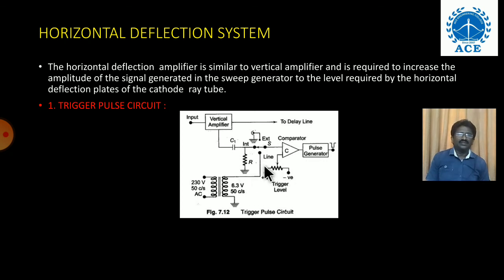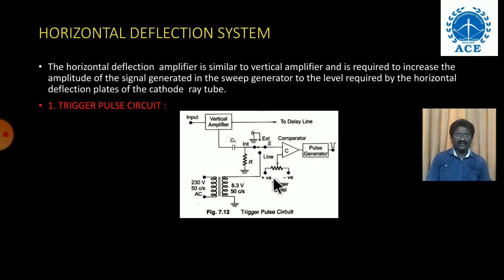So now you have to make contact between the comparator and the transformer with the help of a switch. The switch modes you can observe are external, internal, and line. The other signal you have to provide to the comparator is from the trigger level. The comparator will compare the signals of the vertical amplifier and the transformer trigger level. The operation also depends upon the position of the switch. Finally, here the pulse generator will generate pulses. So this is the function of the trigger pulse circuit.